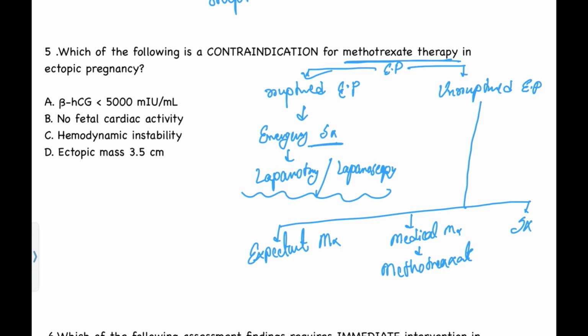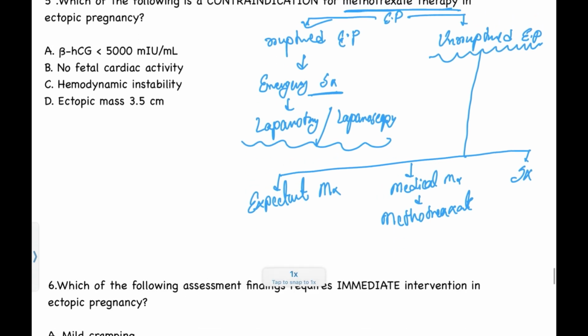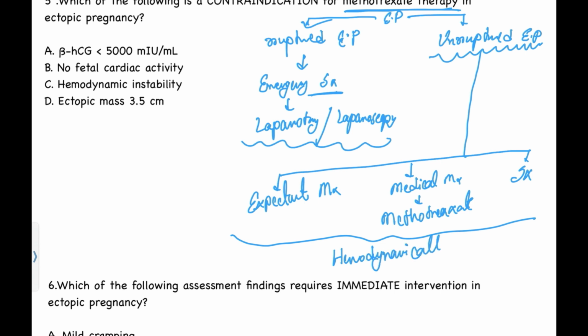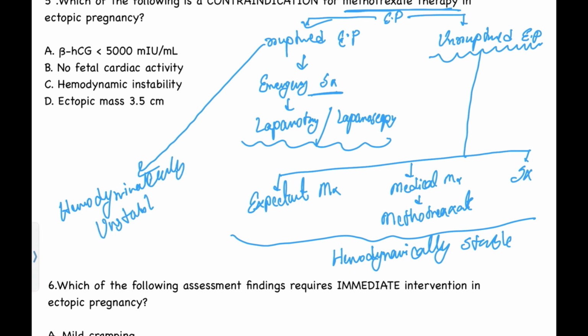the mother's situation. But this management of unruptured ectopic pregnancy you will do only when the mother is hemodynamically stable. Remember, hemodynamically stable. You will never do it when the mother is hemodynamically unstable. When the mother is hemodynamically unstable, that means she has a ruptured ectopic pregnancy. In that situation, you will never use methotrexate therapy, expectant management, or surgical management.